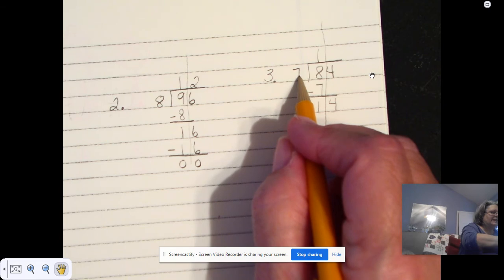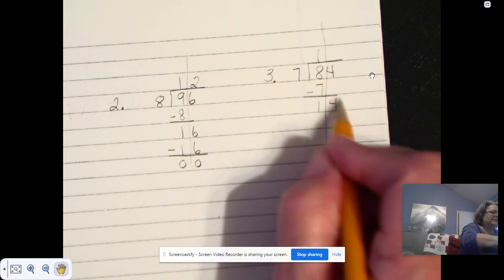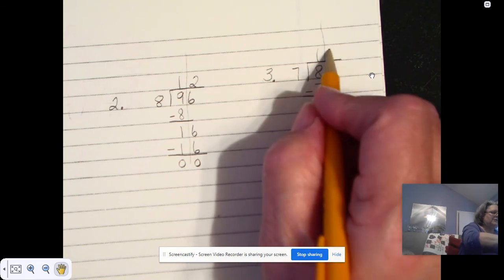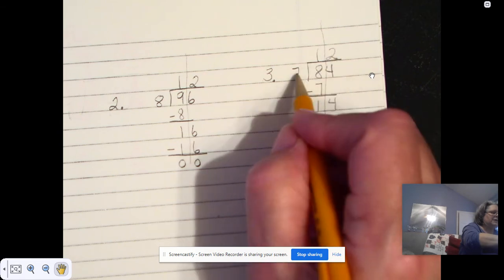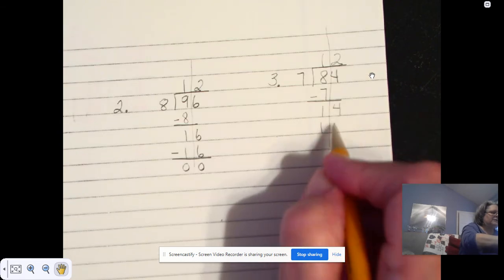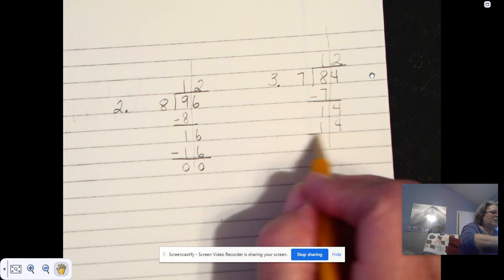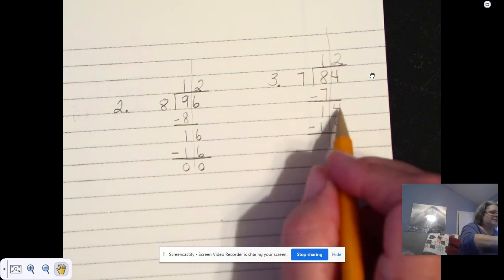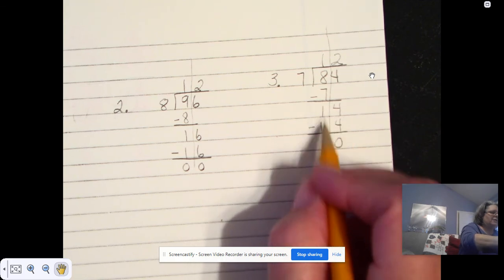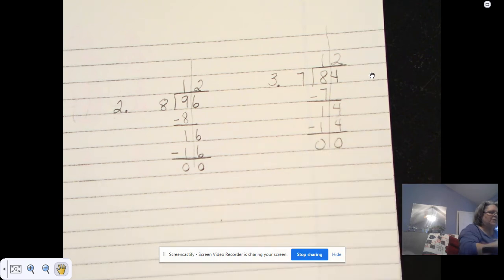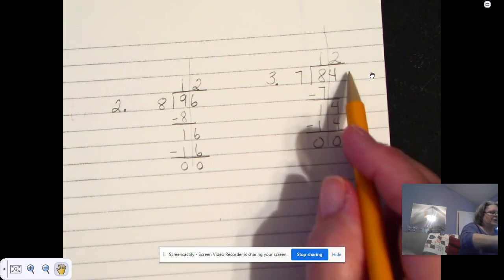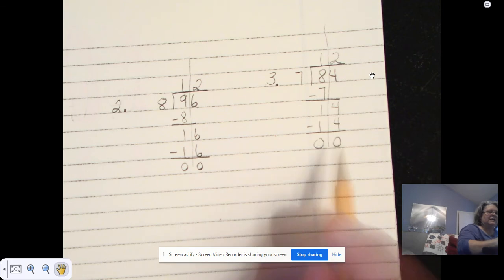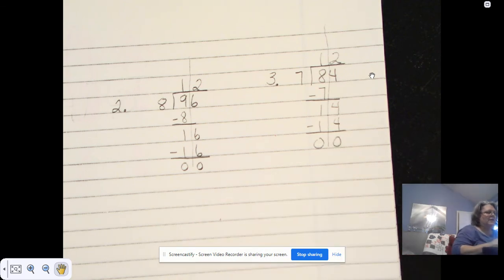How many groups of 7 are in 14? I hope you said 2. 2 times 7 is 14. We draw our line and subtract. 4 minus 4 is 0. 1 minus 1 is 0. We don't have another number to bring down. We have nothing left, so we have no remainder.